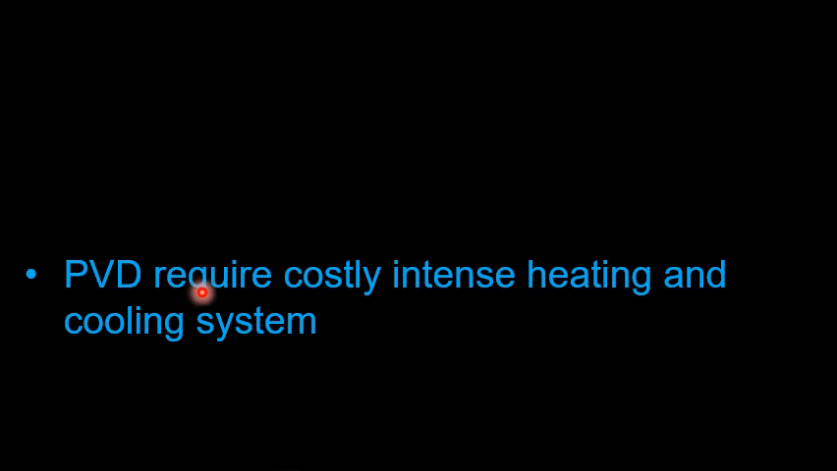PVD requires costly, intense heating and cooling systems. So this is the drawback of PVD, and that's the reason due to which you mostly use the chemical vapor deposition process, because you need a very costly setup to heat or to evaporate and convert the source material into a plasma. Like in the electron beam evaporation process, you need an electron gun set up in the electron beam evaporation reaction chamber. And similarly, in the pulsed laser deposition process, which is a type of physical vapor deposition process, you need costly laser setups. So this means that the PVD process is more costly.